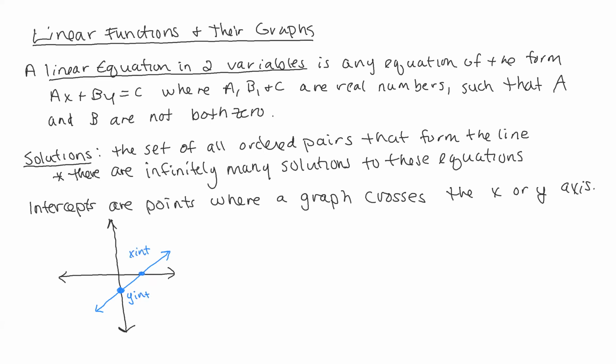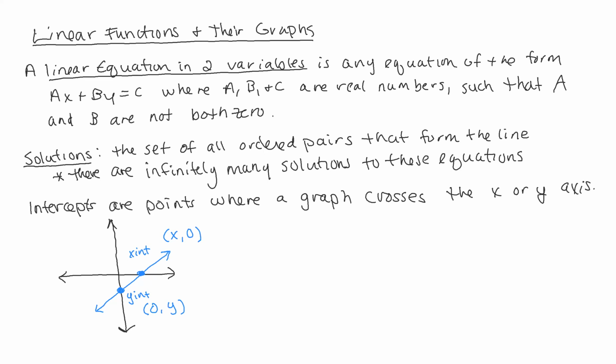Let's talk about what that means. If I'm on the Y-axis, I never go left or right, so my X value is always going to be 0, and then I'm going to have some Y value. If I'm on the X-axis, I never go up or down, so my Y value is going to be 0, and then I'm going to have some left or right X value. So that's what our ordered pairs look like.